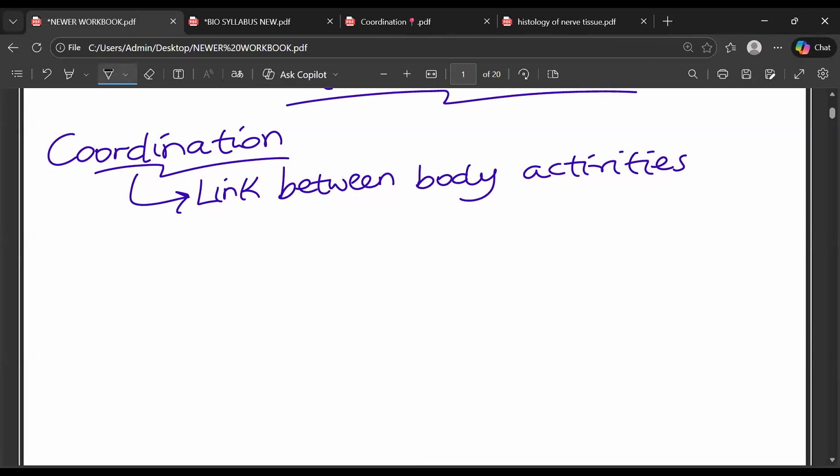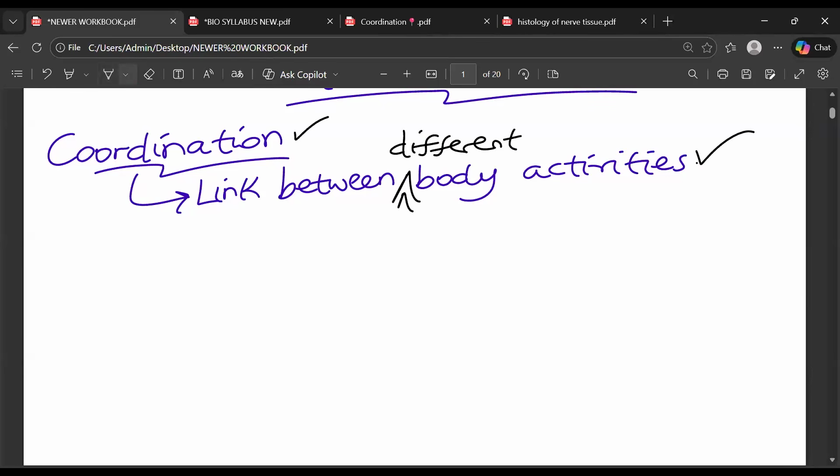Sorry. So coordination, I've been telling you, it's just like a link between body activities, and of course these body activities, we agree that they are different. Just understand it like that. And I've given you so many case scenarios about the different body activities that may be indirectly linked. You may not just see it obviously that they're actually linked, but they are. That's what we are going to look at today.